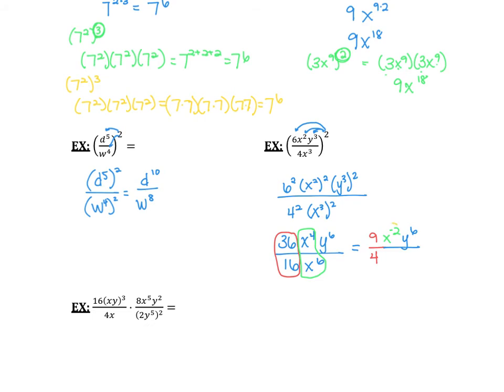Now remember, negative exponents we can't leave in the numerator. So rewriting this, I'm going to get 9 over 4. The y to the 6th can stay in the numerator, but the x to the negative 2 needs to move to the denominator and become positive. So the final answer for this problem is 9y to the 6th over 4x squared.